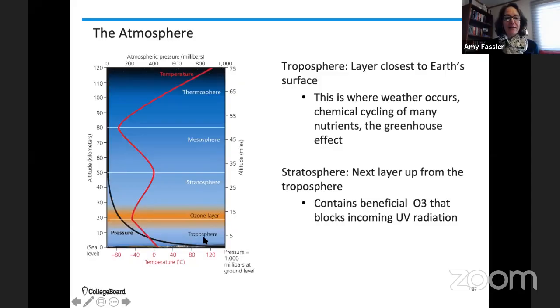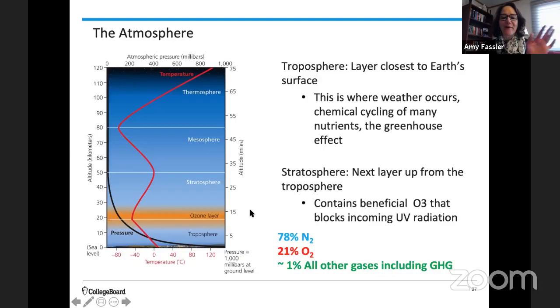So we have lots of different layers, but I think we really want to focus on the troposphere and stratosphere. When you remind yourself what happens in these different layers, mostly from the air pollution unit, this is really where humans are interacting with the atmosphere. Boy, it seems like there's a lot going on in this graph, so let's break it down. Oh, we have to remember the composition of the atmosphere. That's another essential knowledge statement.